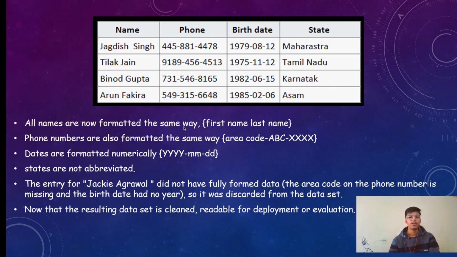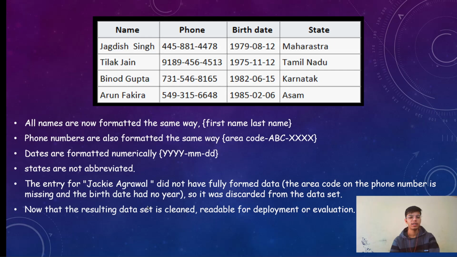So all names are now formatted the same way, first name and last name. Phone numbers are also formatted the same way: area code, that's ABC, then their number. Dates are formatted numerically in the form of YYYY, which means the year will come before the month and then the month will come before the date. Now states are not abbreviated. And the entry for Zaki Agrawal did not have fully formed data. The area code on the phone number was missing and the birth date had no year. So it was discarded from the dataset.